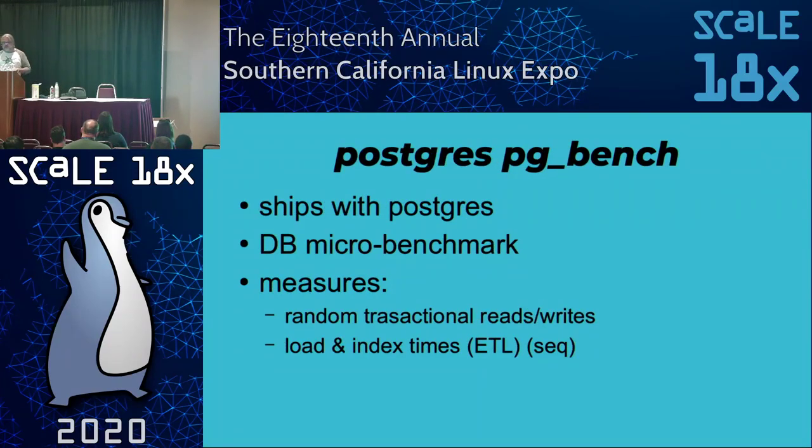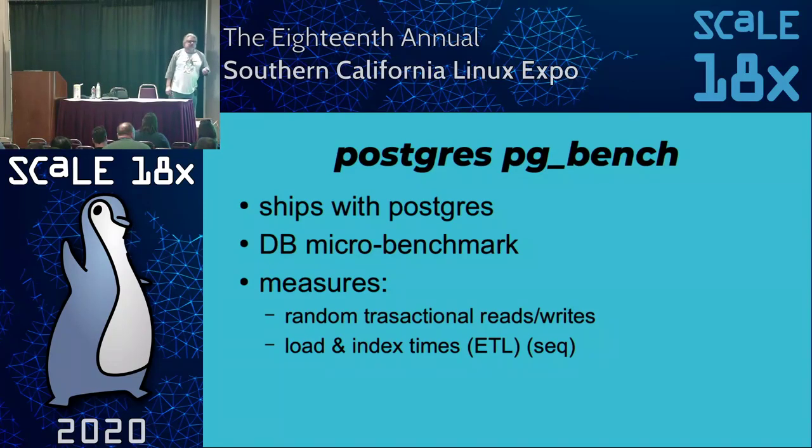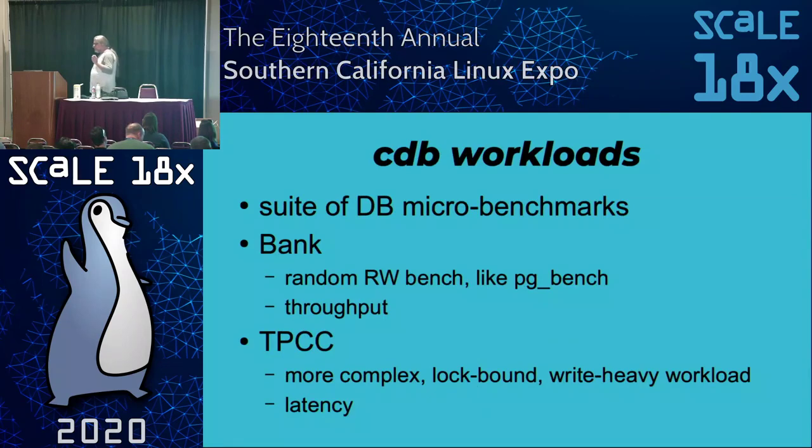Postgres pgbench is this database micro benchmark that does a lot of random reads and writes. But one of the things that I can use it for that is not available through sysbench is I can also time the amount of time it takes to build the initial test database and use that as a bulk load test. And so that gives me my information on sequential reads and writes. The CDB workloads, they had a whole set of database micro benchmarks. Bank is a lot like pgbench. TPCC was a more complex sort of lock-bound workload, and this is something you encounter. Lock-bound workloads, I think, are fairly unique to the database world, and those are workloads that really scale badly, because the more processes you add to them, the more locks they have. And TPCC is a good example of that, but it also has to measure latency.